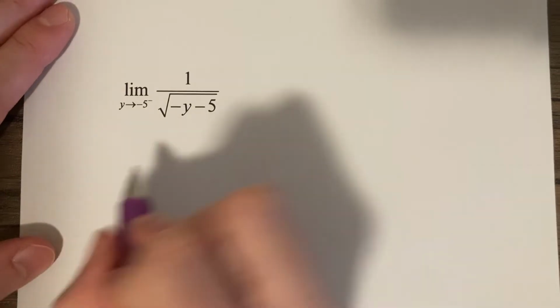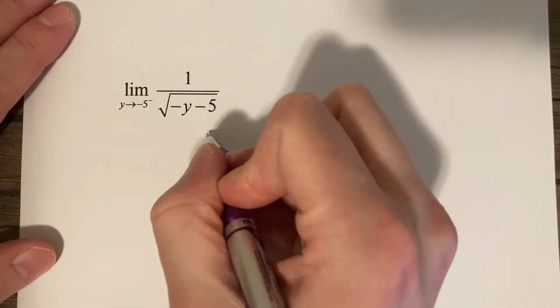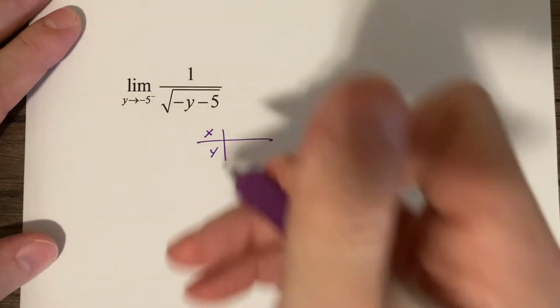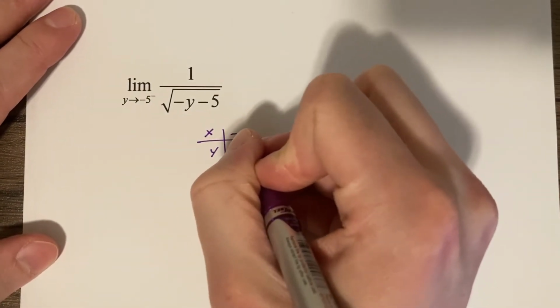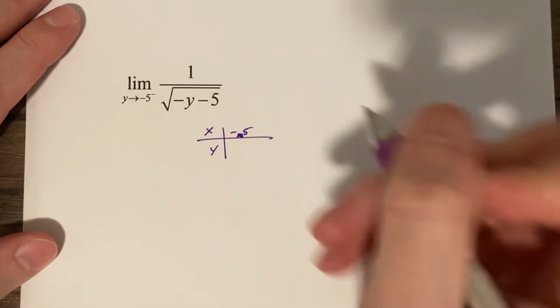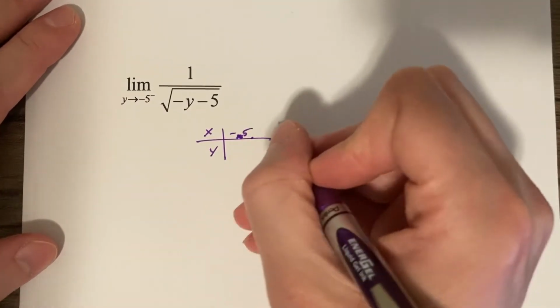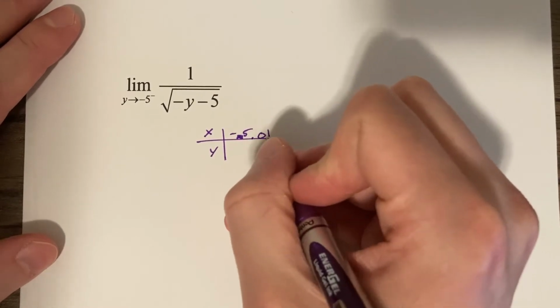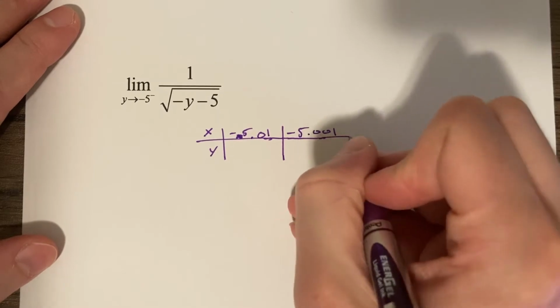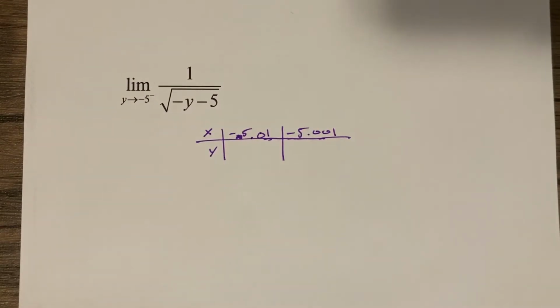So with this, if we were to make another chart, approaching negative 5 from the left, we'd want to plug in something like negative 5.01, negative 5.001. Let's see if we get a trend on this.